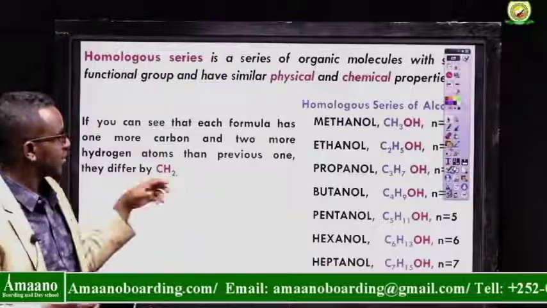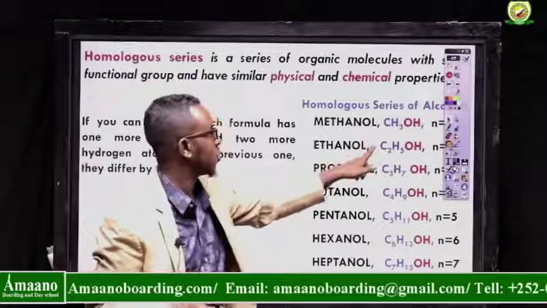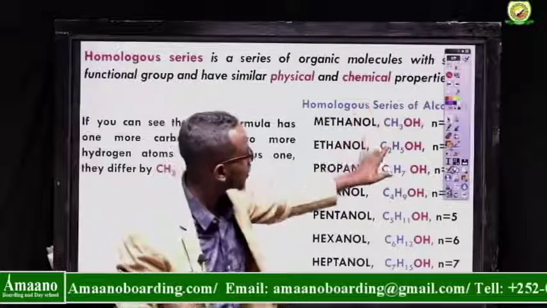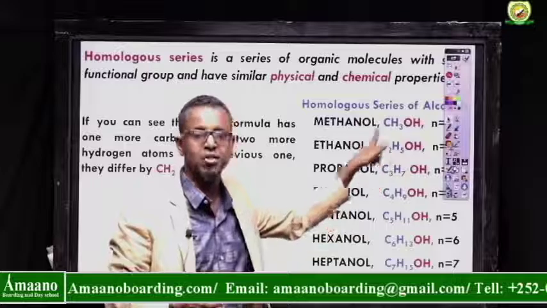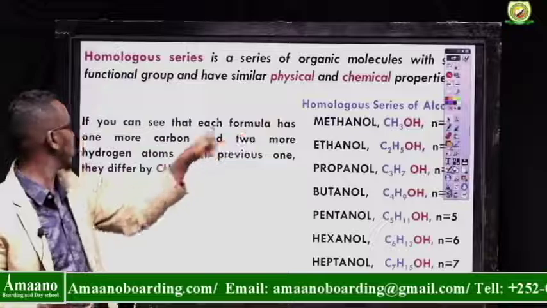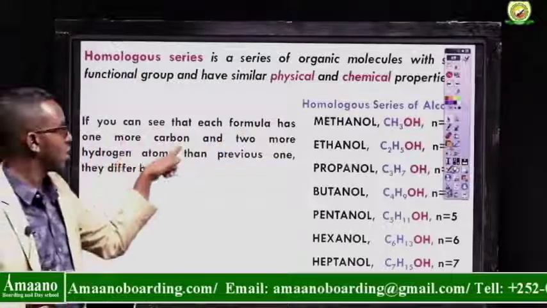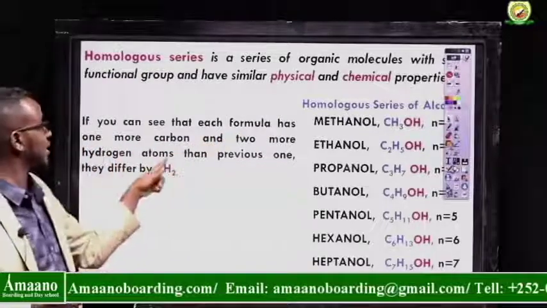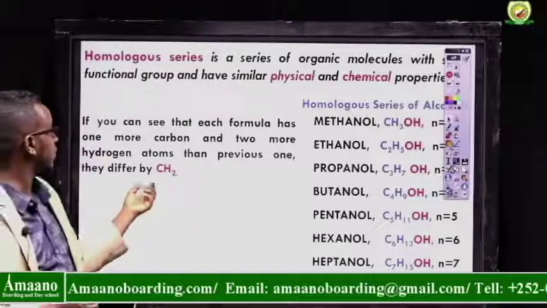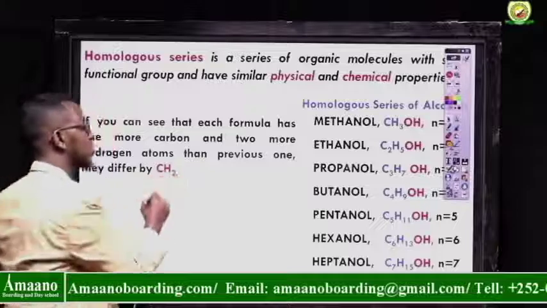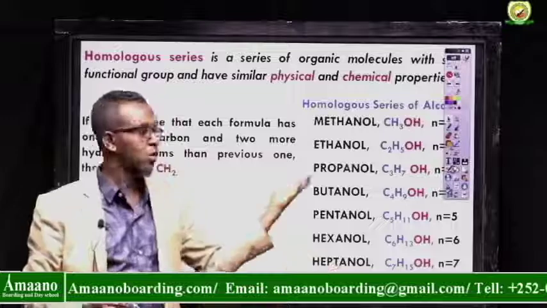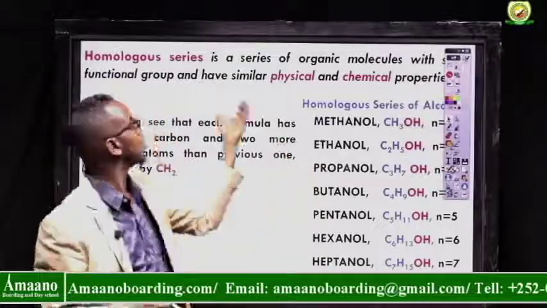If you consider again, this is methanol, ethanol. Methanol and ethanol have a difference of 1 carbon and 2 hydrogens. Each formula has 1 carbon more and 2 more hydrogen atoms than the previous one. For example, methanol and ethanol, the difference is CH2, what we call the methylene group. So each family which looks like this is called a homologous series.